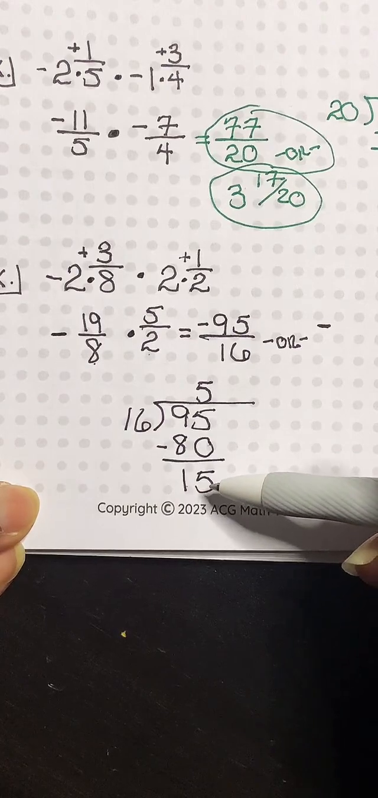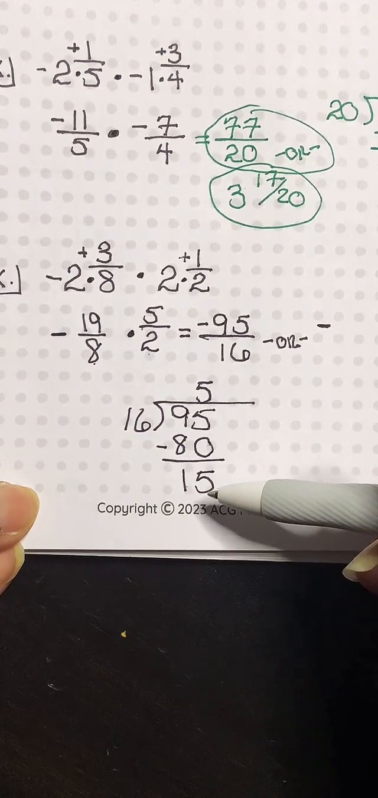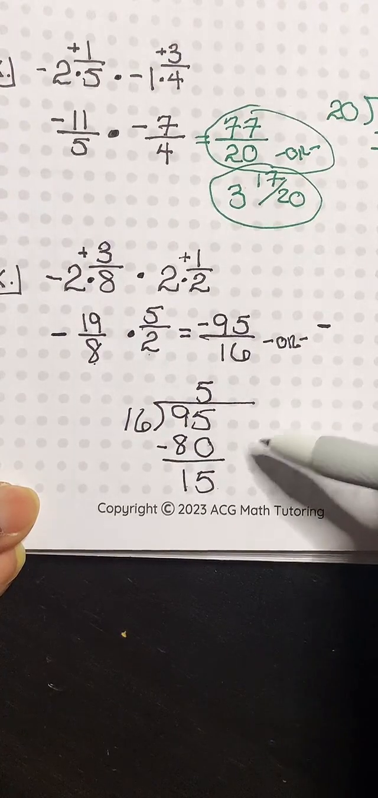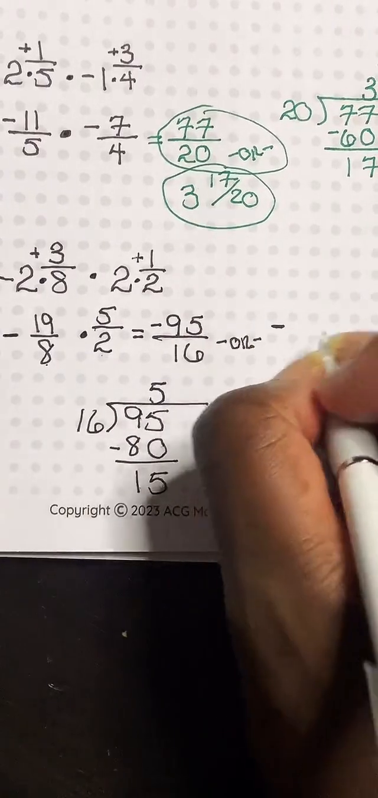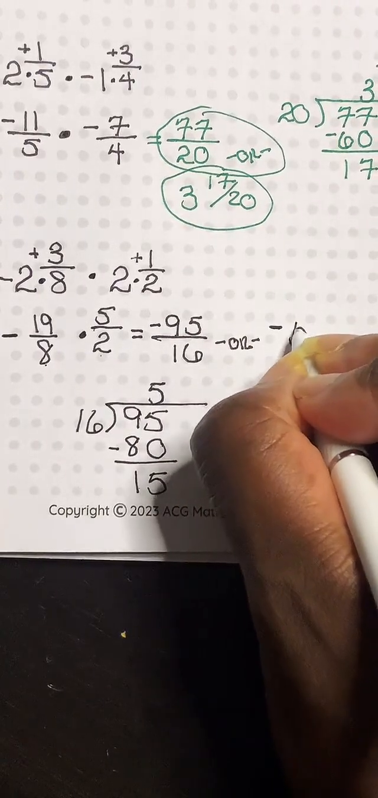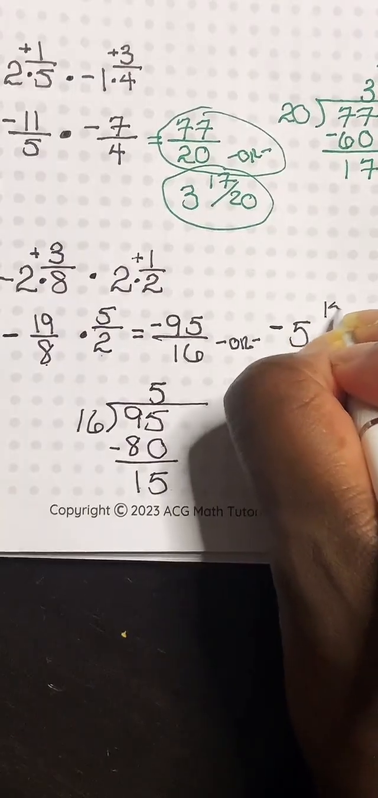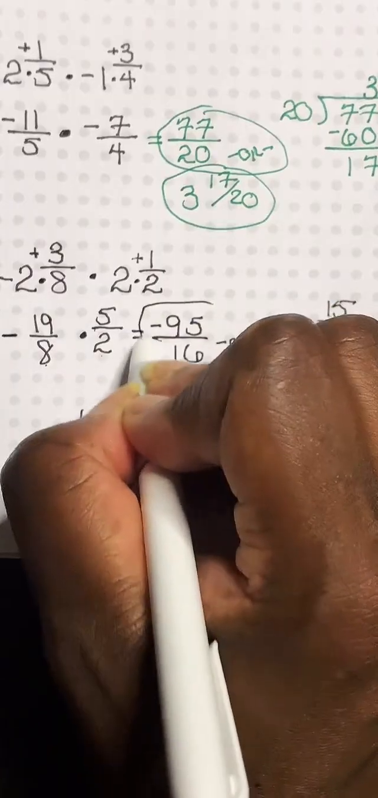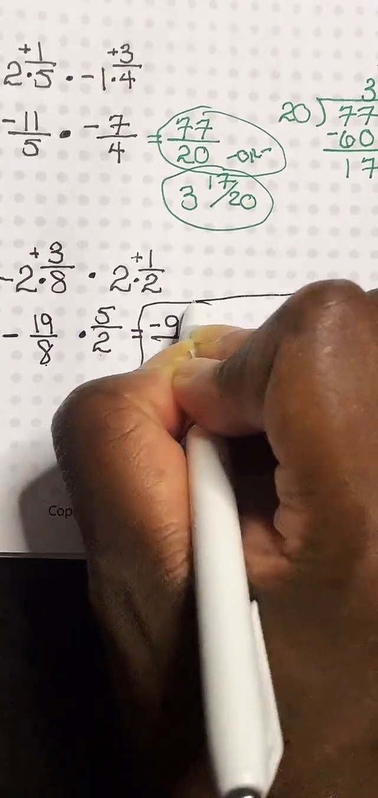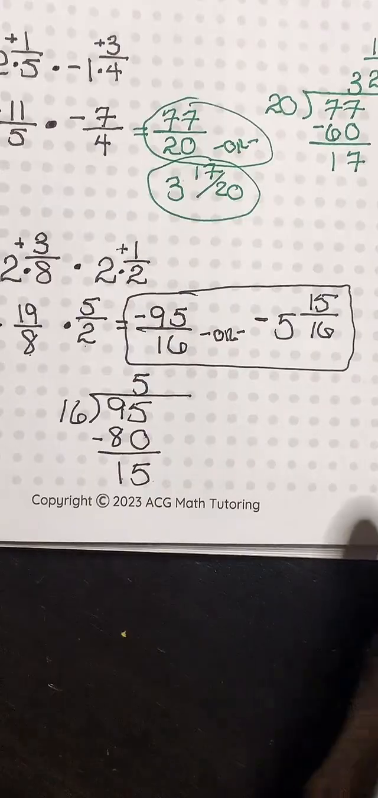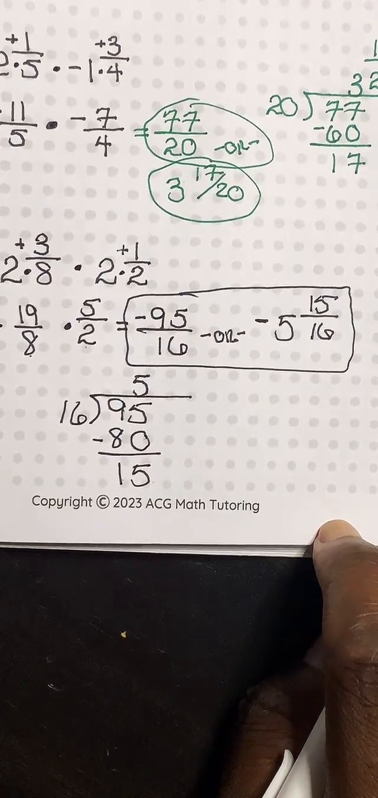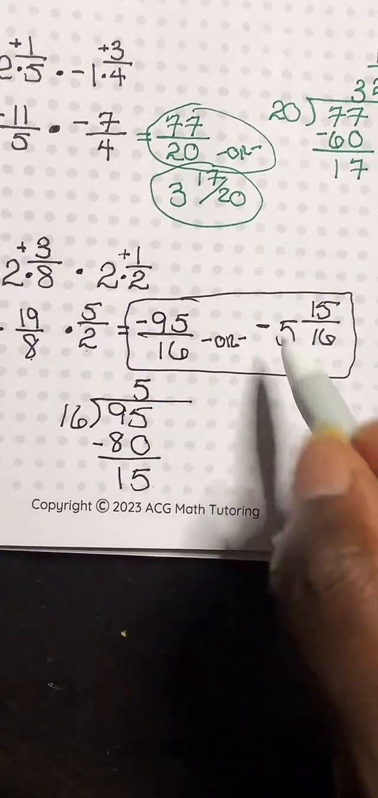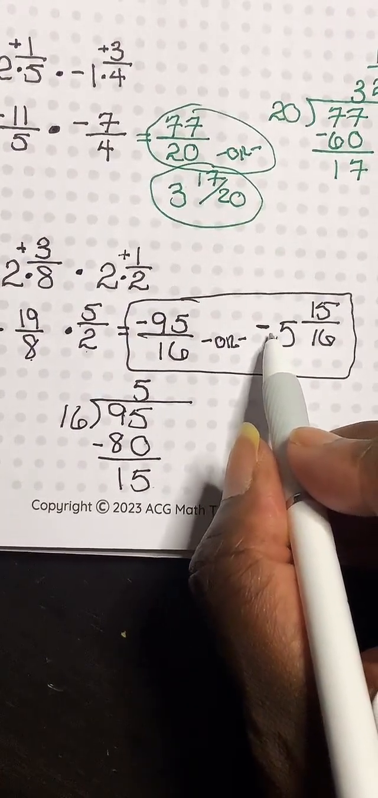If we want the exact answer, that means we want to keep our answers with fractions in it. Okay? That means we're not putting our decimal point in the 2 zeros. So this would be, as a mixed number, a -5 and 15/16. So I'm going to say either one of these is your answer. Yes.